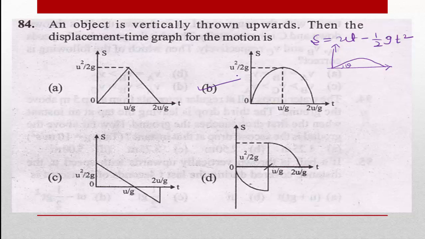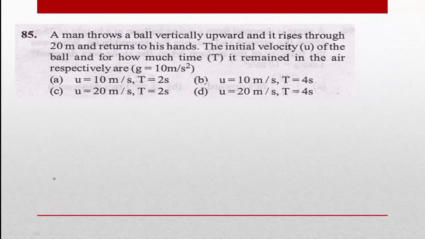It is in the form of a parabolic path. Option B is the right answer for this question. And question number 85. A man throws a ball vertically upward and it rises through 20 meter and returns to his hands.